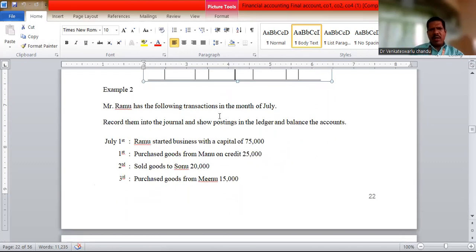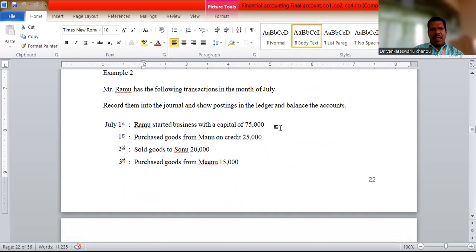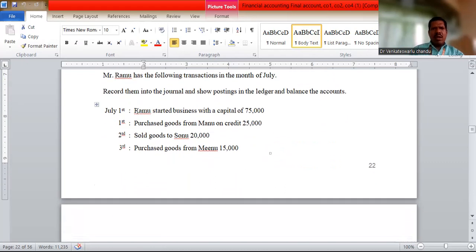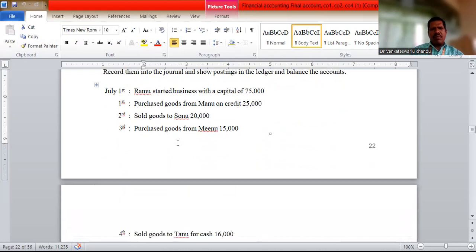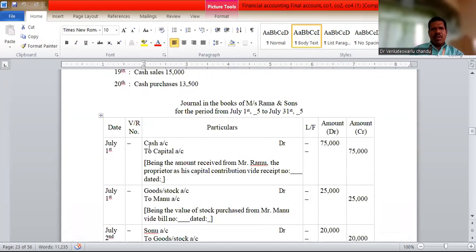Mr. Ramu has the following transactions in the month of July. Record them in the journal, show posting in the ledger and balance the accounts. See here, Ramu started business with a capital of 75,000. Mr. Ramu is the personal account, cash is the real account. So cash account debit to capital account.